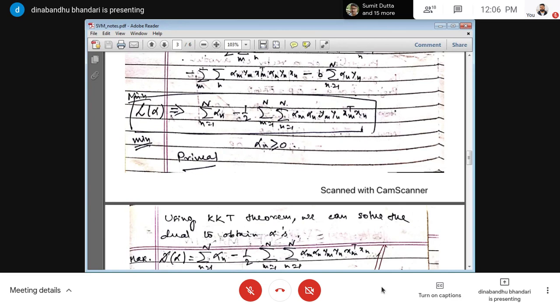How many alphas are there? 1, 2, up to capital N number of data points. And what is the KKT theorem? The full name is Karush-Kuhn-Tucker. The first K stands for Karush, one famous mathematician. This K stands for Kuhn, a German mathematician. This T stands for another German mathematician called Tucker. Karush-Kuhn-Tucker theorem.